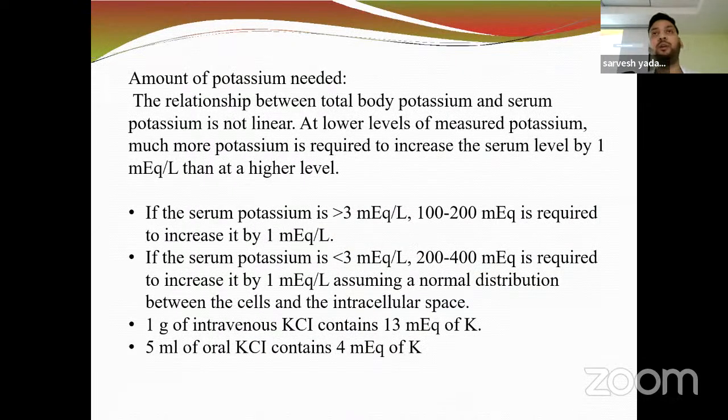Amount of potassium needed: the relationship between total body potassium and serum potassium is not linear. At lower levels of measured potassium, much more potassium is required to increase the serum level by 1 milliequivalent per liter than at higher levels. If serum potassium level is more than 3 milliequivalents per liter, 100 to 200 milliequivalents are required to increase it by 1 milliequivalent per liter. If serum potassium level is less than 3, 200 to 400 milliequivalents are required to increase it by 1 milliequivalent per liter. 1 gram of intravenous KCl contains 13 milliequivalents of potassium and 5 ml of oral KCl contains 4 milliequivalents of potassium.